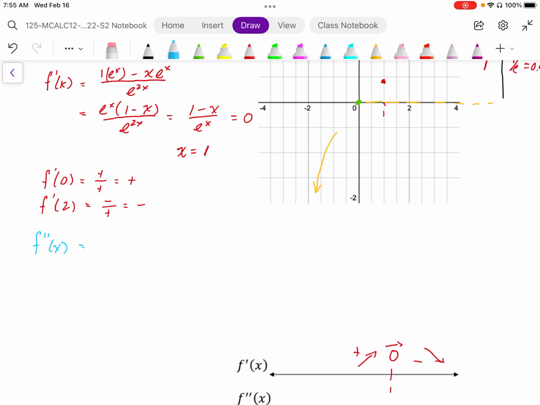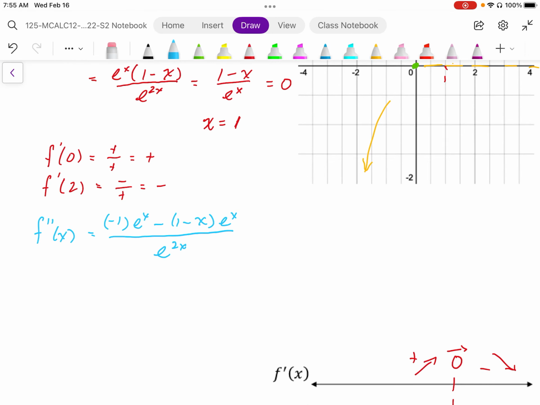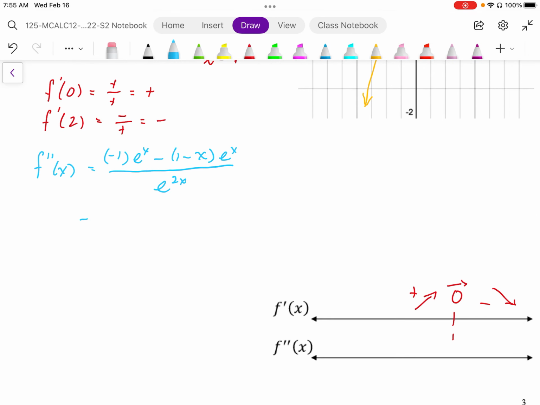So differentiating 1 minus x, we get negative 1 times the denominator minus 1 minus x times the derivative of the denominator. And then we're going to square that denominator using our quotient rule. And then we can simplify this. We end up with negative e to the x, minus 1 e to the x, and then plus, looking at the signs, we're going to plus x e to the x. And that's all over e to the 2x.